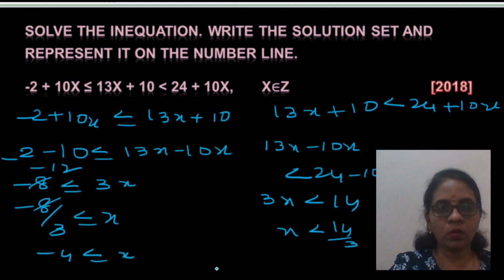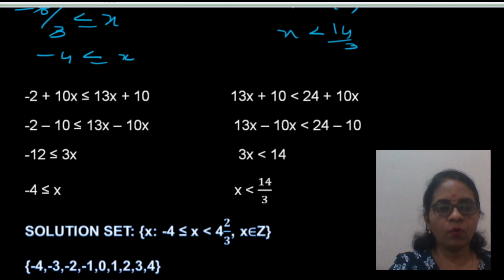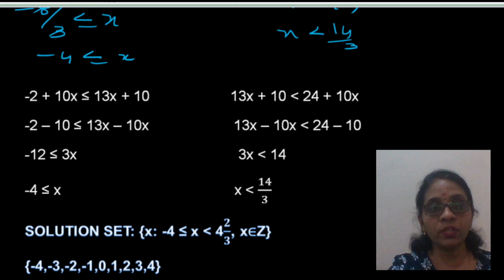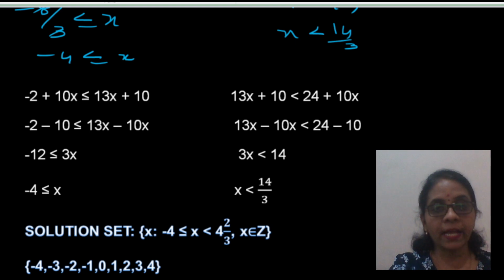And that's your solution set. Yeah, 14 by 3 is right, and that is 4 2 by 3. So since it is a category of integers, you have not all possible values, but all the integers between minus 4 and 4 2 by 3. 4 2 by 3 is not included, so the integer which is just less than 4 2 by 3 is 4. So you have minus 4 as well as 4.